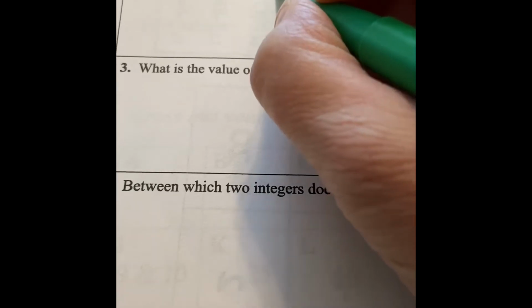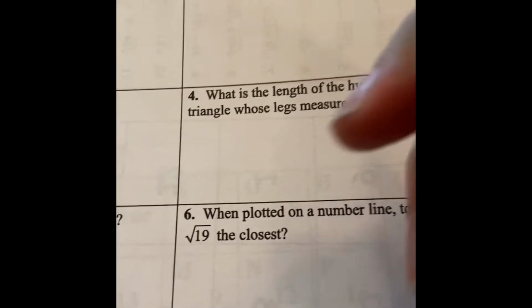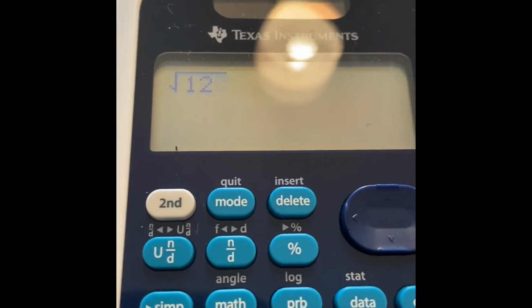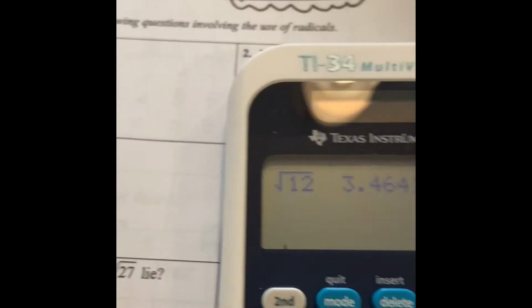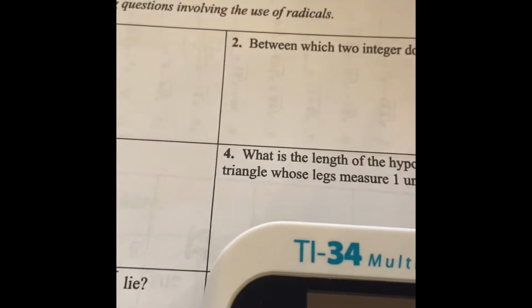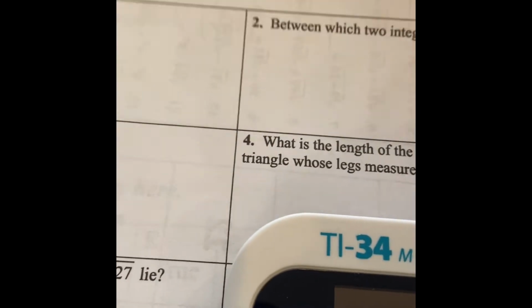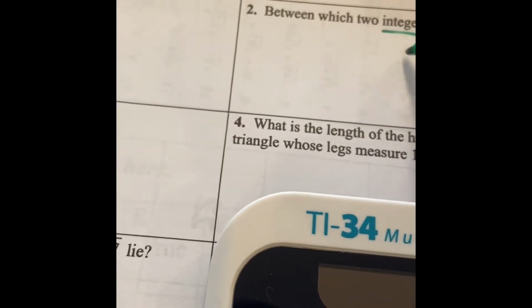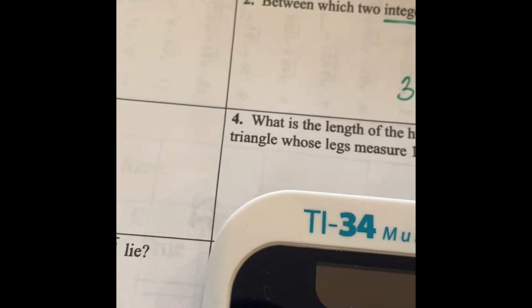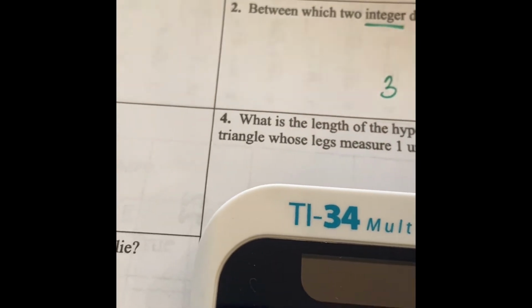A lot of you did this quickly with your calculator. Number 1, the square root of 81 was 9. Number 2, between what two integers does this lie? Well, if you use your calculator, you just do square root 12, enter. You get the number 3.46. That's pretty much all you need. So what two integers does it lie between? Remember, integers have to be whole numbers. Your answer would be between 3 and 4 for that one.